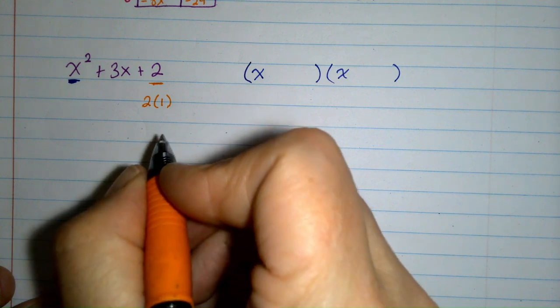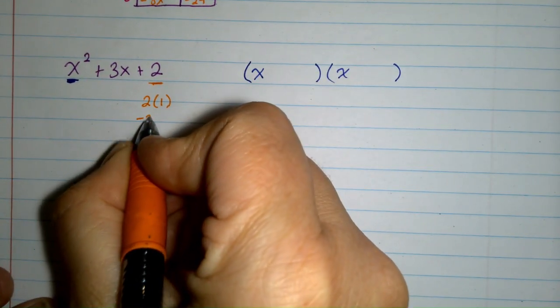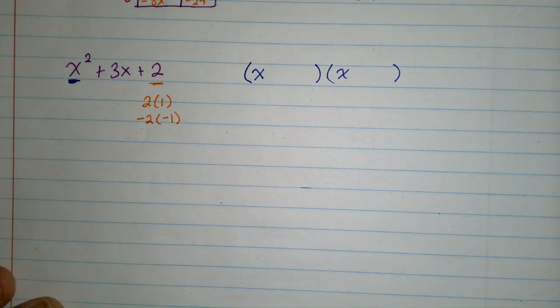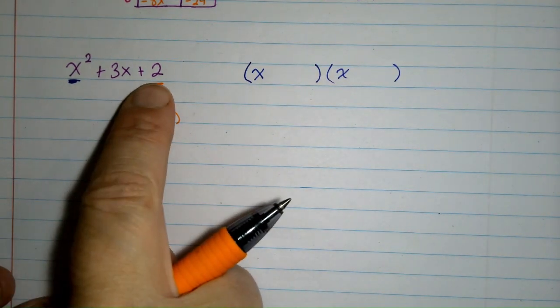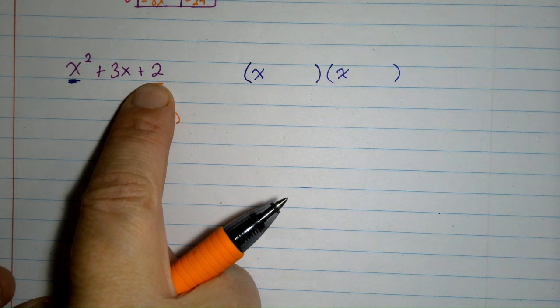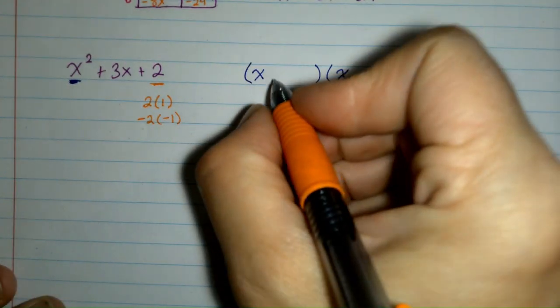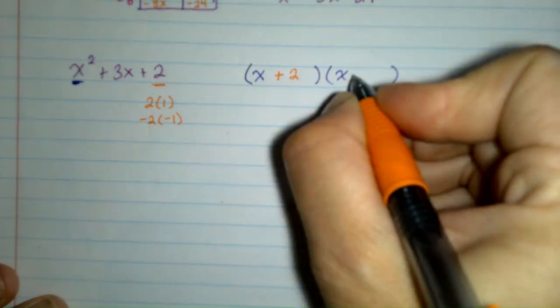I know you're thinking two ways. Or negative 2 times negative 1. However, all the signs in the problem are positive, meaning we're only going to use positives. So positive 2 and positive 1.